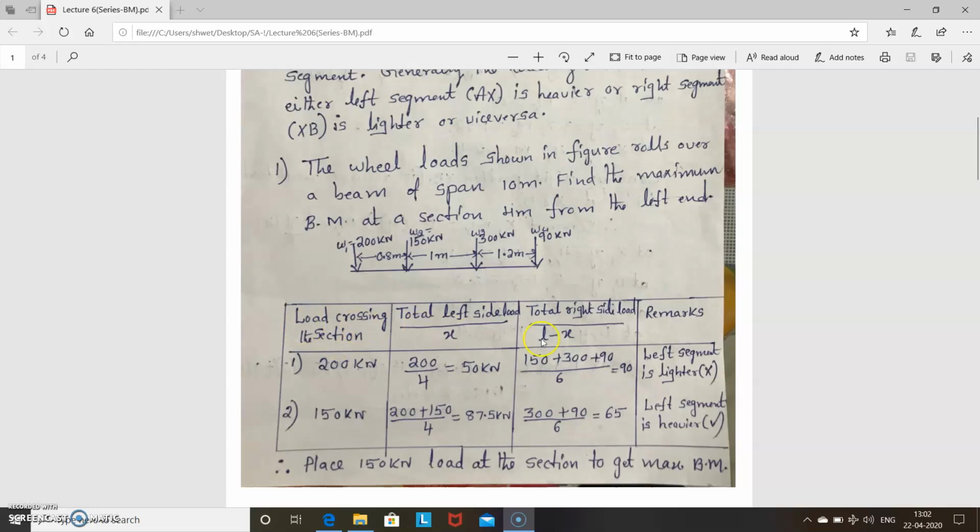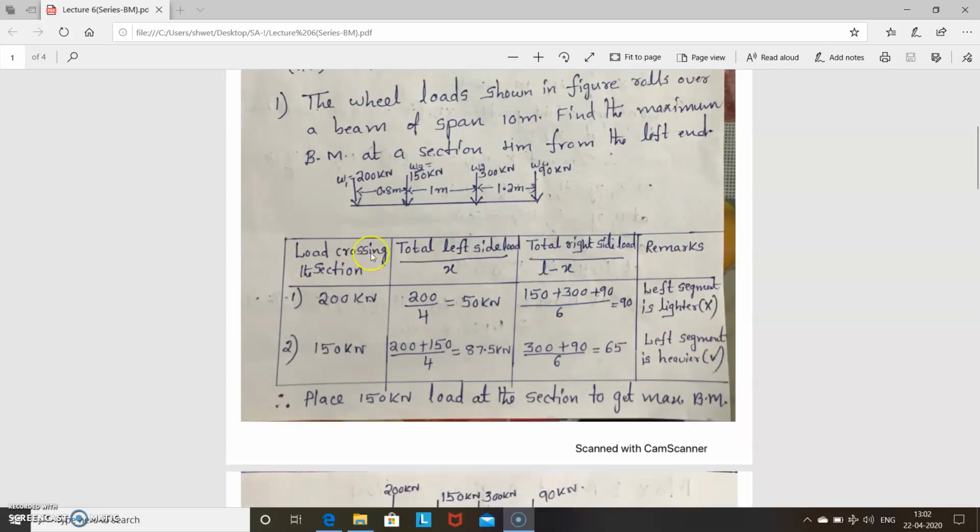For that you have to use this formula. The load crossing the section, suppose you are considering this load, is the load crossing the section. Next, the total left side load. This is your left side load and all the rest comes under the right side. So the total left side load is 200 divided by x. The section is at a distance of 4 meter, so divided by 4. Calculate that.